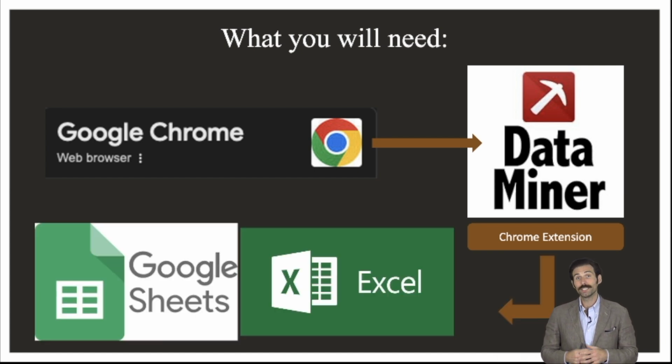And lastly, you'll need some type of spreadsheet software to put your web scrape data into. If you have Microsoft Excel, that's great. Otherwise, you can use Google Sheets, which is free. There's no real difference for us because this is just going to be spreadsheet software to store our data. So Google Chrome, the Data-Miner Chrome extension, and some type of spreadsheet software is all you'll need for this course.